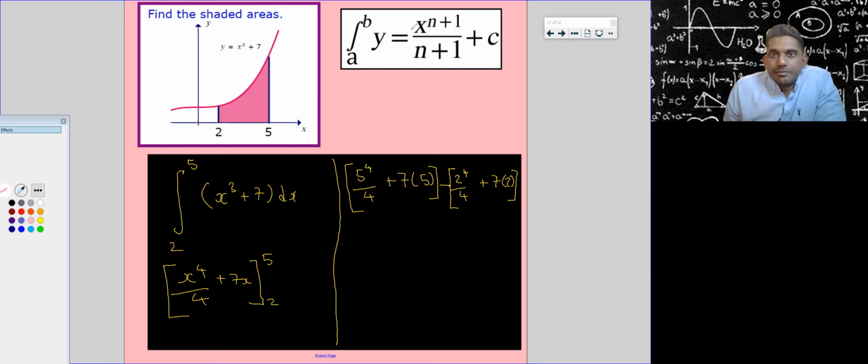Again, I'll neaten this up a bit. So what's that? 625, 5 cubed is 125 times that by 5, 625 over 4 plus 35. Well, 35 in quarters would be 140.